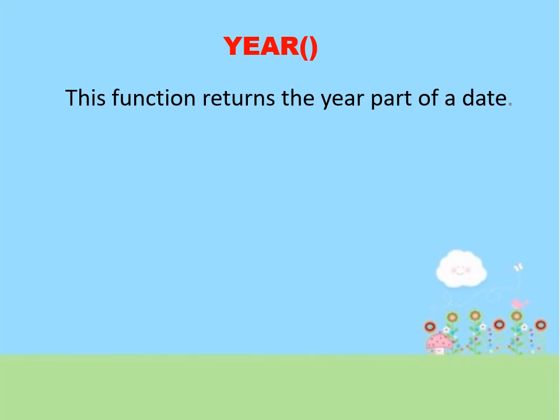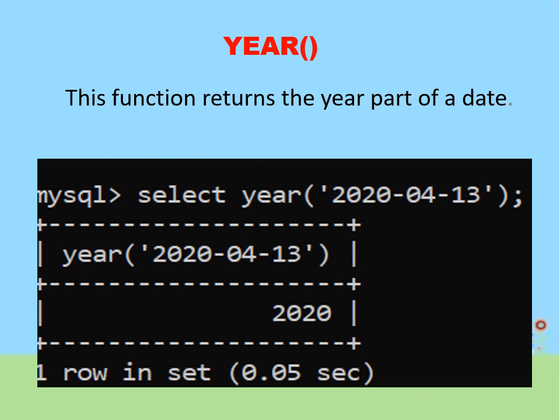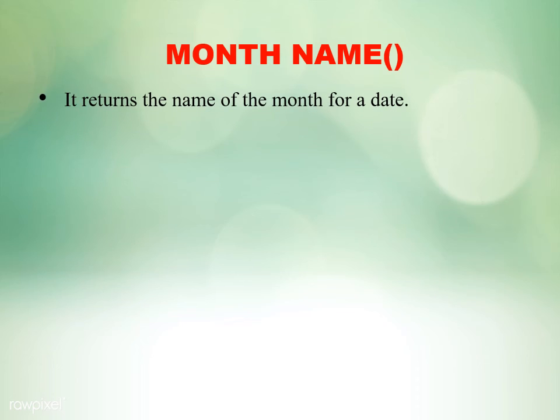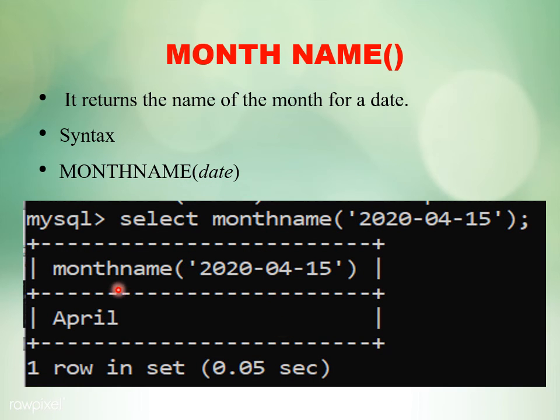Year returns the year part of a date. So the year function will display the year from the complete date format. So what will it be? The year will be 2020. Monthname will show the name of the month. Syntax: monthname, and within parentheses the parameter date. So it will show the month name. The fourth month means it will show April.